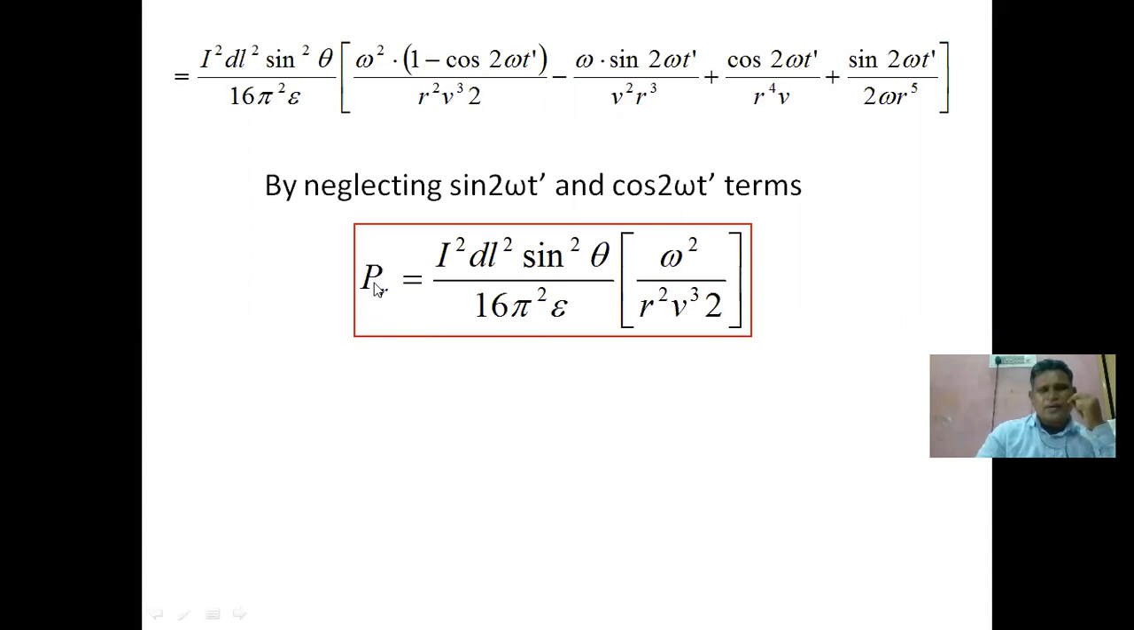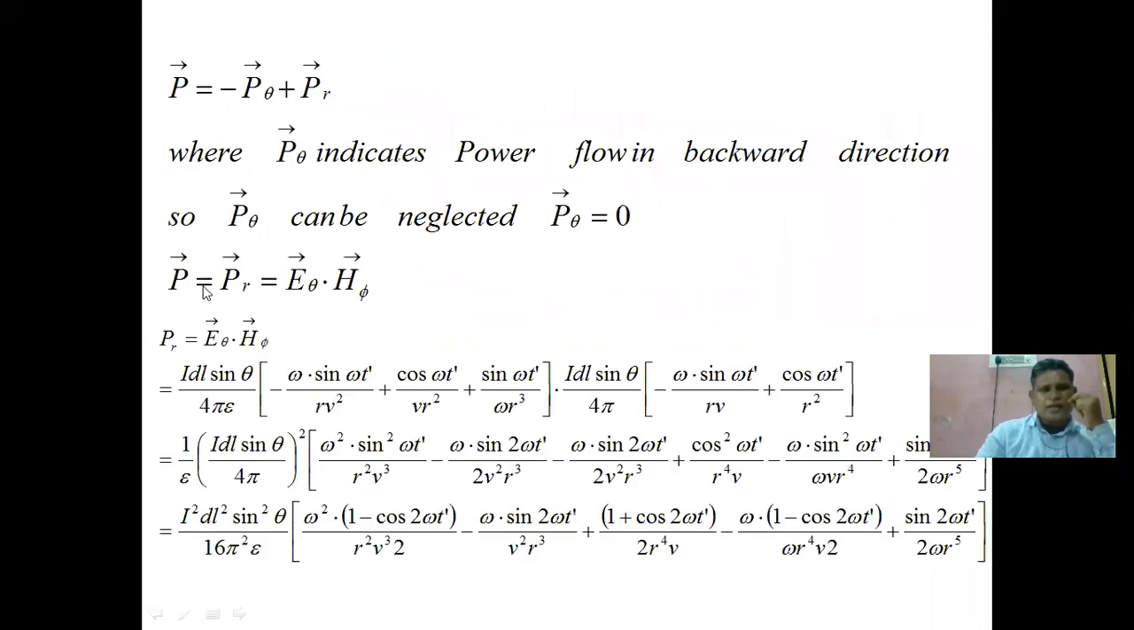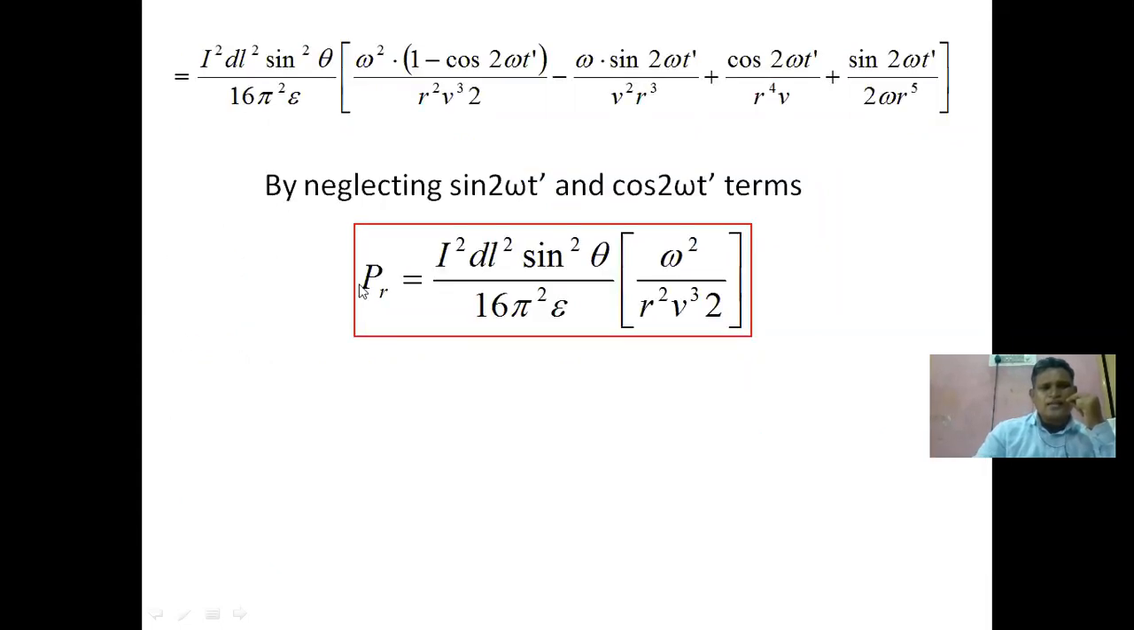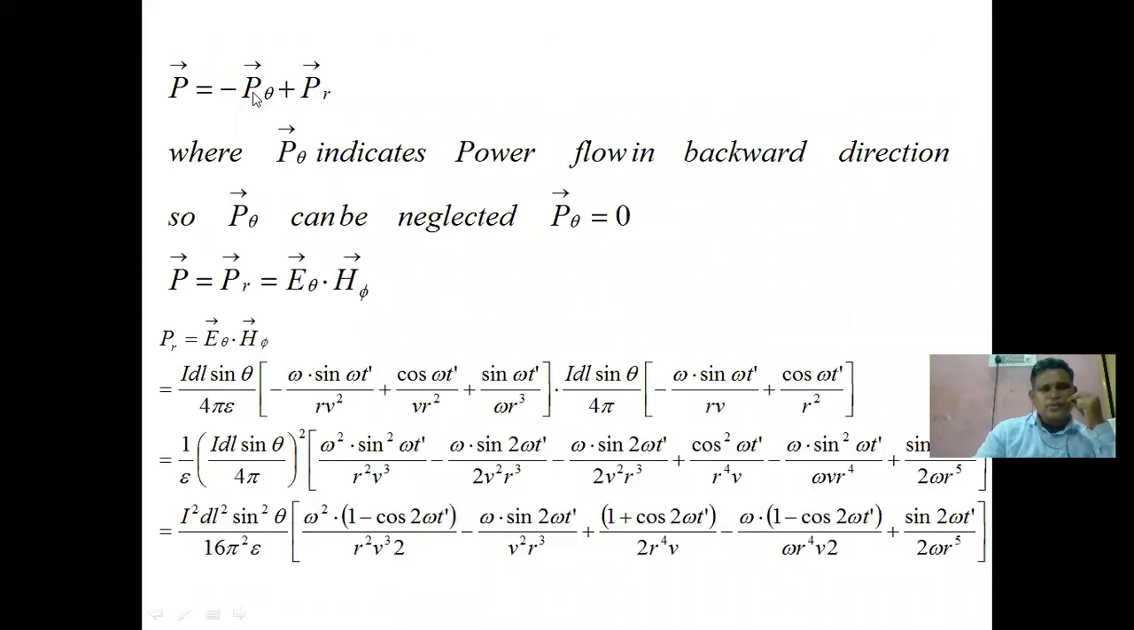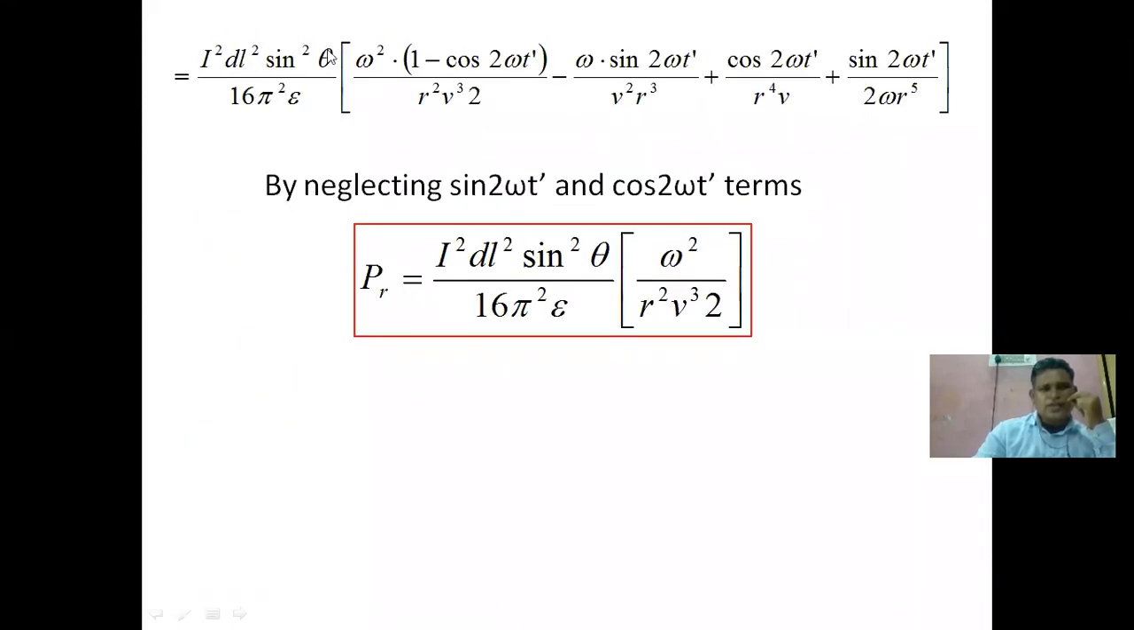the average power, here I have written P_R, here I have written P. Okay, don't get confused here. This R indicates the direction, the radial direction. P_R is equal to, see here, I squared d squared sin squared theta divided by 16 pi squared epsilon, and here omega squared divided by r squared v squared into 2. Okay, this is the average power.